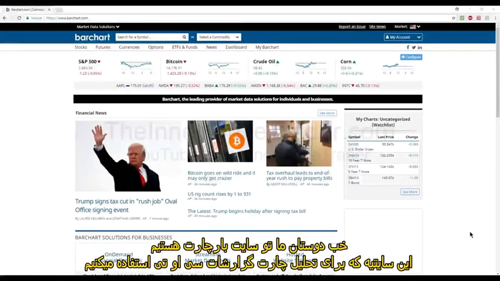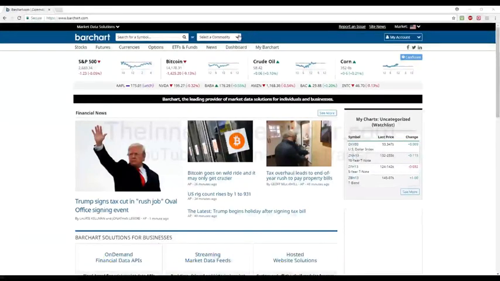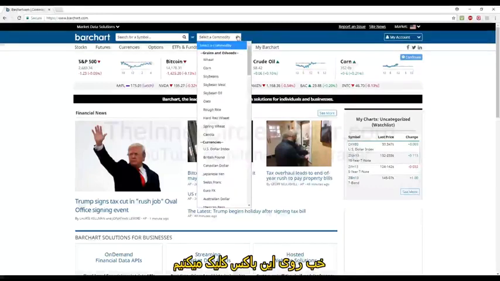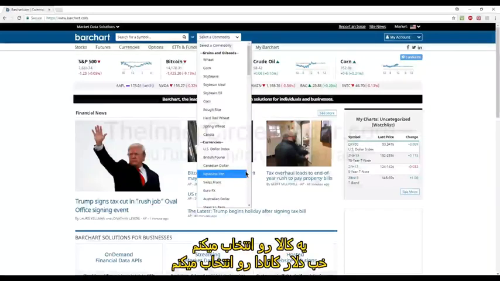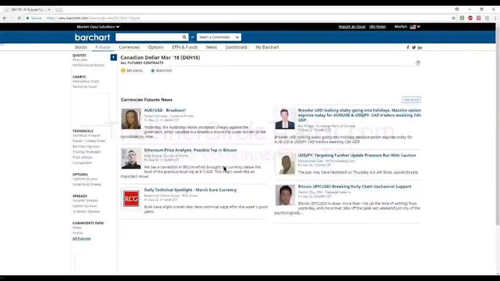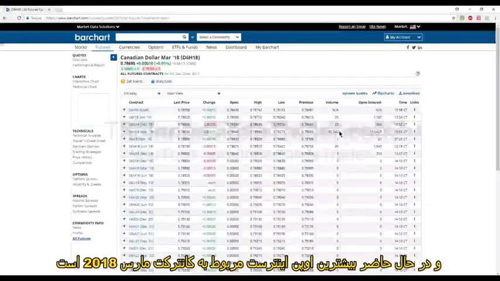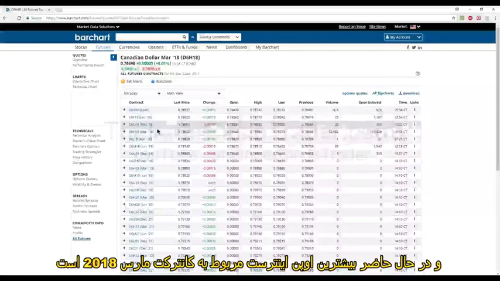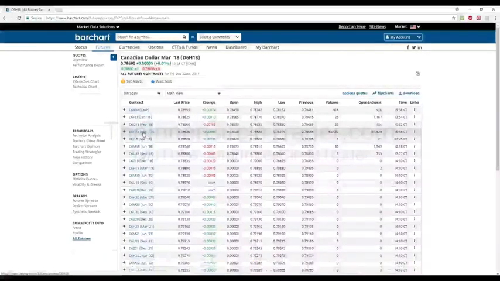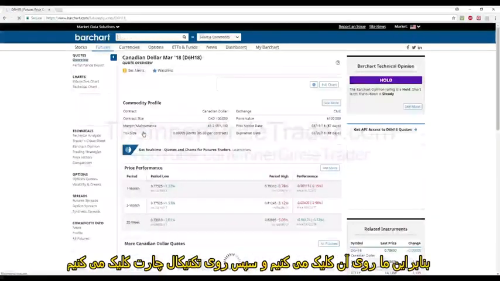Okay, folks, we are on barchart.com. This is a website I use to illustrate Commitment of Traders reports in graph form. And we just click on this little toggle box up here to go to a commodity. We're going to look at the Canadian dollar. Right now, the largest open interest is on the March contract of 2018, so we'll click on that.